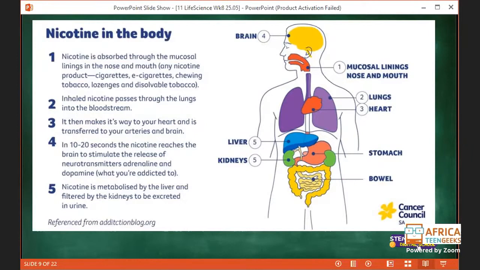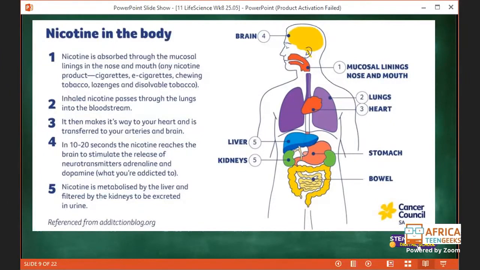Then number two is your lungs. Inhaled nicotine passes through the lungs into the bloodstream. Thirdly, that is your heart. It makes its way to your heart and is transferred to the arteries and the brain. Remember, all the gases which are exchanged at the lungs travel via your pulmonary vein to your heart, and from your heart, it is pumped out to your body cells.